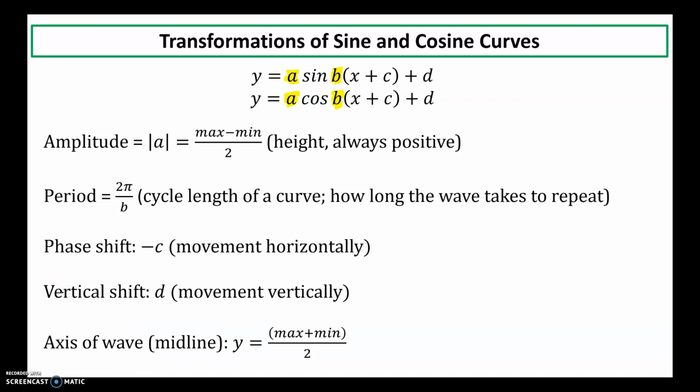The period, so the fundamental period is 2 pi. That's why we see this here. So to determine the period, if there's a value in front of the x, it's 2 pi divided by B. And again, the period is the cycle length of a curve, or how long the wave takes to repeat itself. The phase shift, the vertical shift, the axis of the wave, we're not going to study those this year just for time's sake, but that's the significance of the values of C and D. When we did translations of our parent functions, remember that our vertical shift always stayed the same. Our horizontal movement was always the opposite of whatever was inside the parentheses.